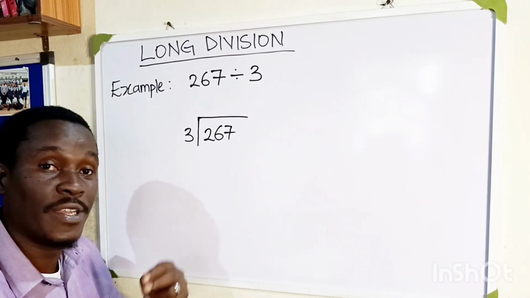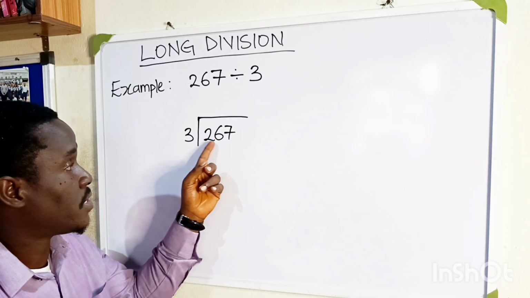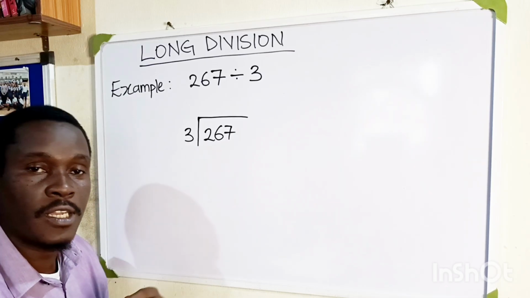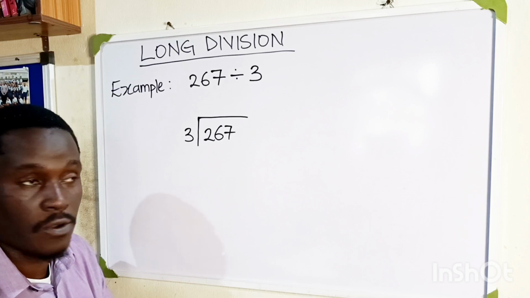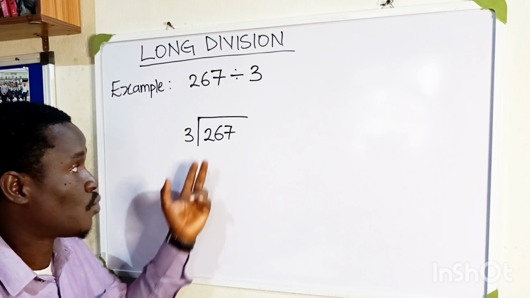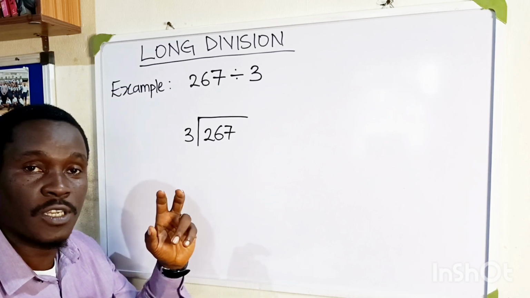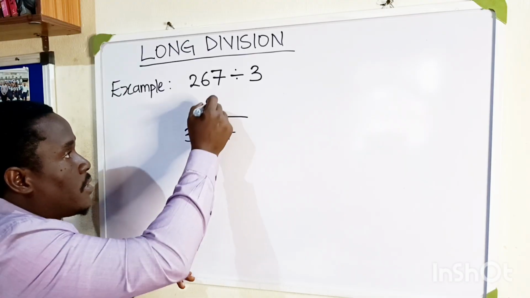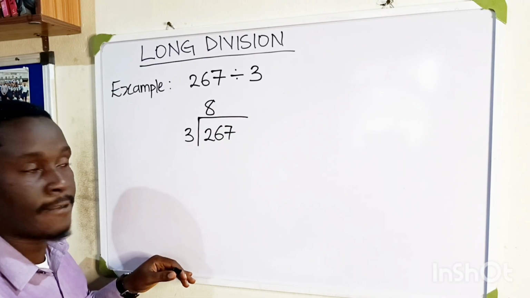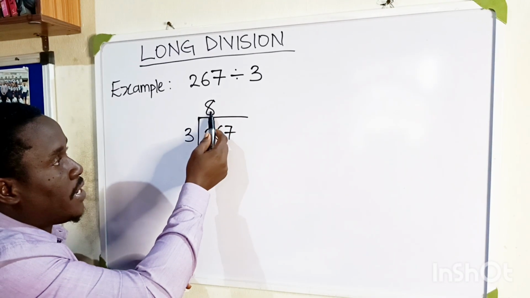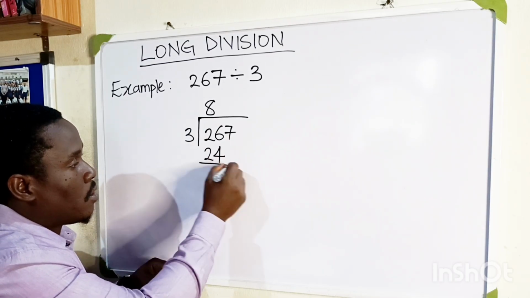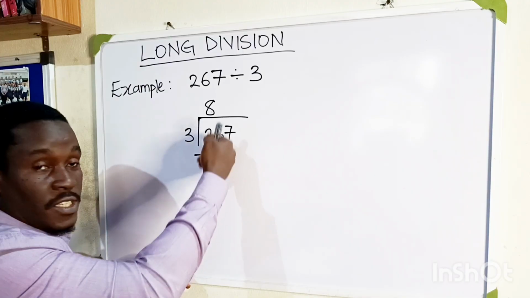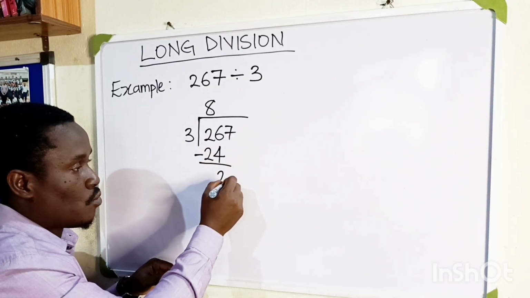So this becomes 26. 26 divided by 3 is going to give us 8 because 3 times 8 is going to give us 24. 3 times 9 is 27. 27 is bigger than 26, so you can't use 3 times 9. 3 times 8. Okay? So once we've gotten 8, we do 8 multiplied by 3. This gives us 24. And then we subtract. 26 minus 24 is going to give us 2.